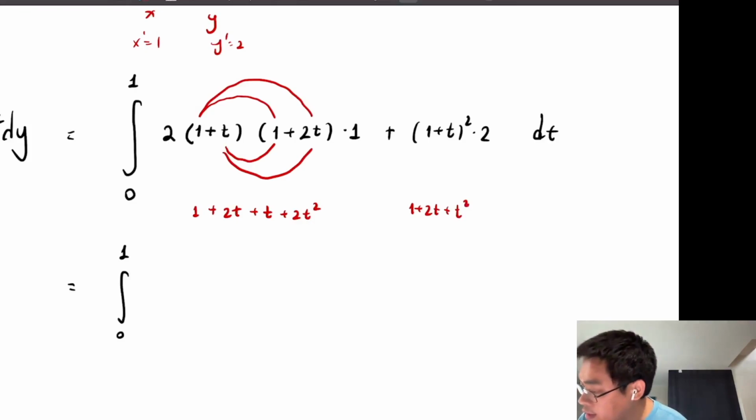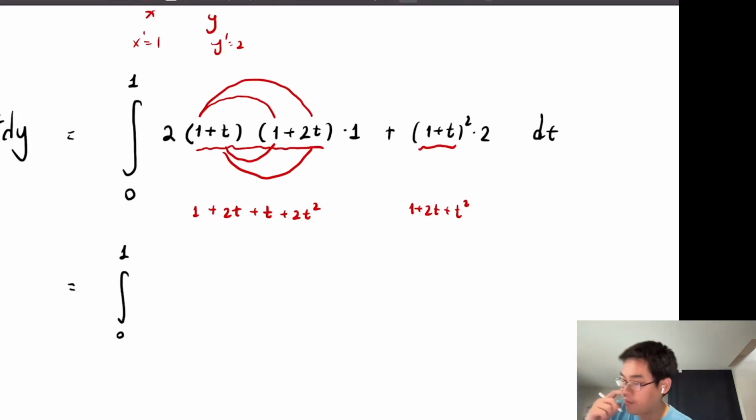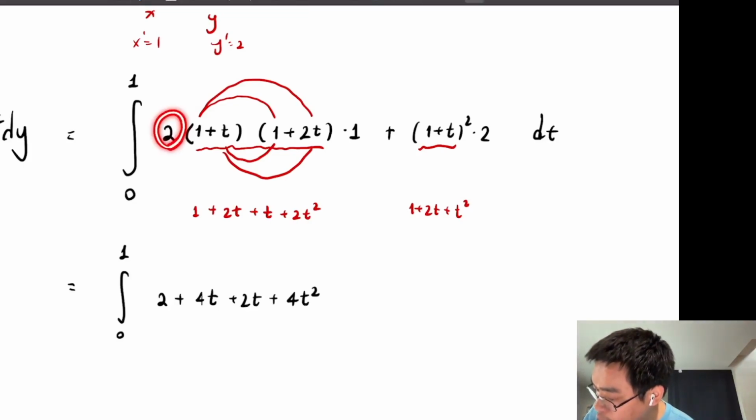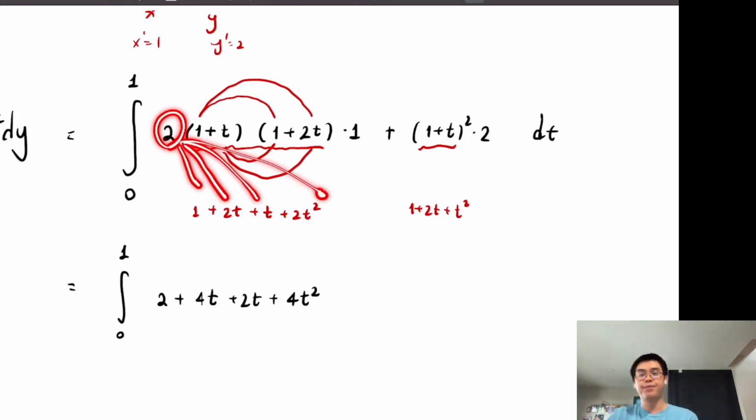And remember, this is just this part, right? So everything has to be multiplied by 2. So let me write out the result when you multiply by 2. So you get 2 plus 4t plus 2t squared, right? Getting that from multiplying everything by 2.